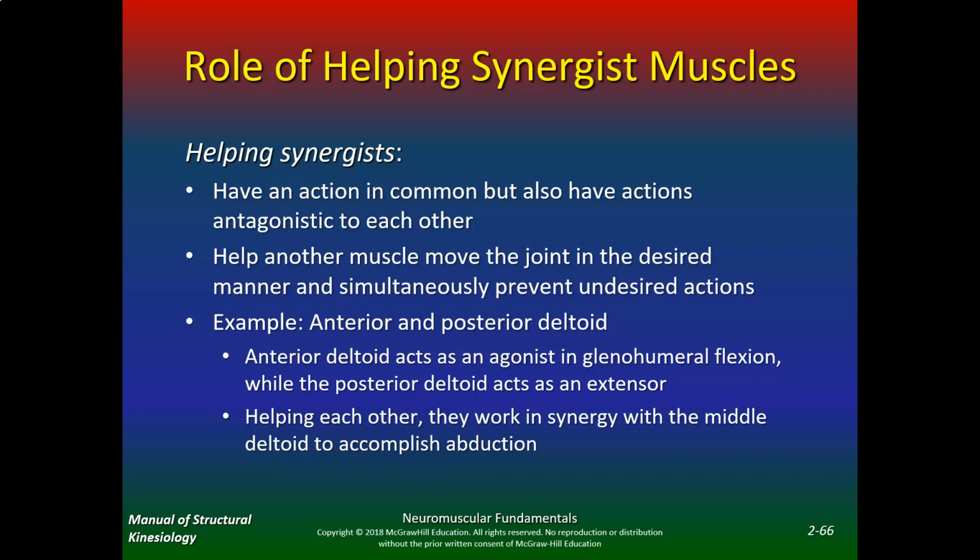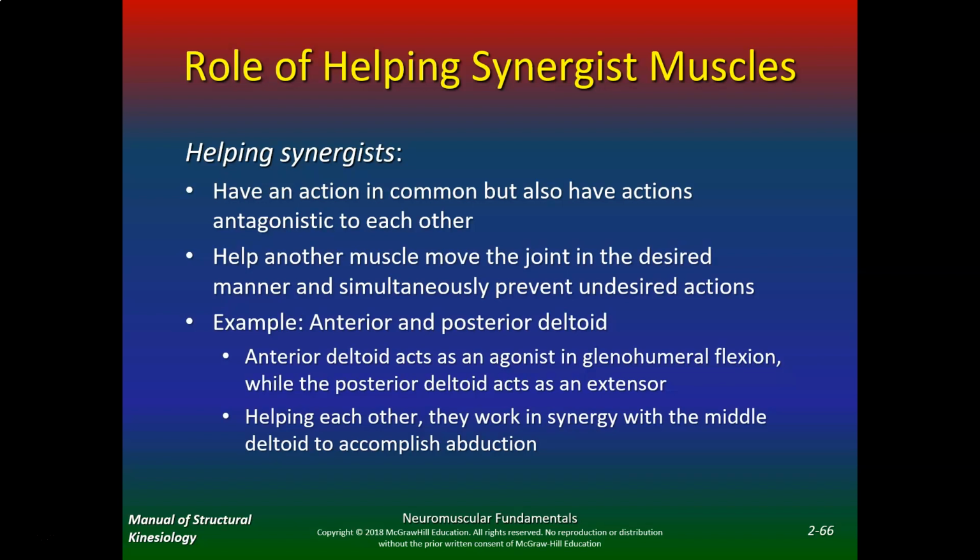Now, the role of helping synergists: they have an action in common, but also have actions antagonistic to each other. They help another muscle move the joint in the desired manner and simultaneously prevent undesired actions. Example, anterior and posterior delt. Okay, so they work together. The anterior delt acts as an agonist in glenohumeral flexion, while the posterior delt acts as an extensor. Helping each other, they work in synergy with the middle deltoid to accomplish abduction. So the middle delt, the anterior delt, and the posterior delt, they all work together.